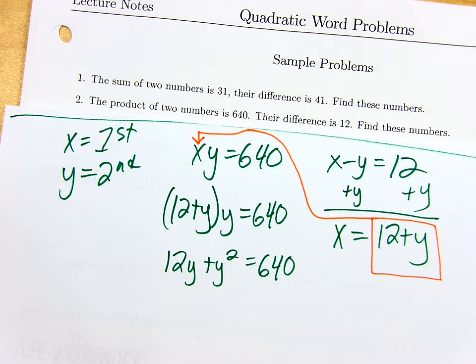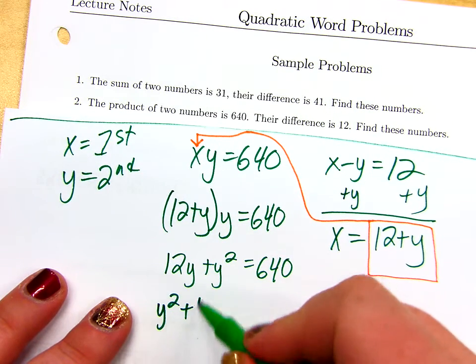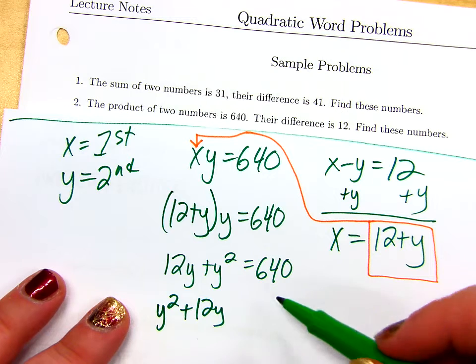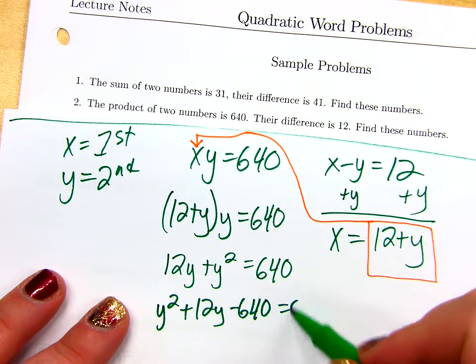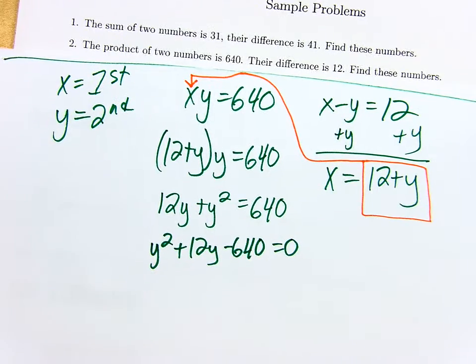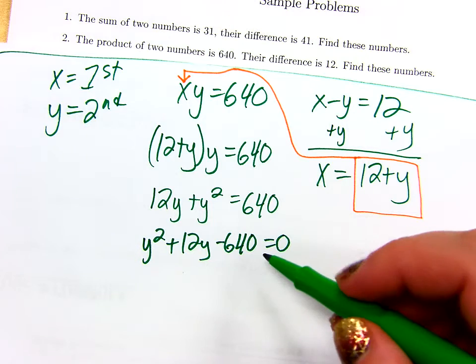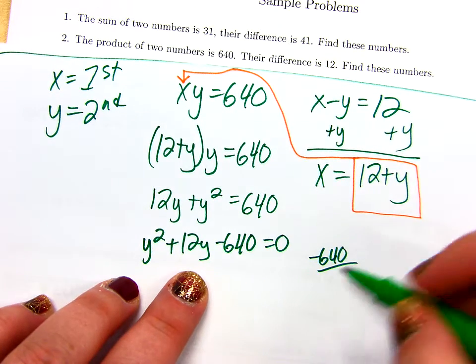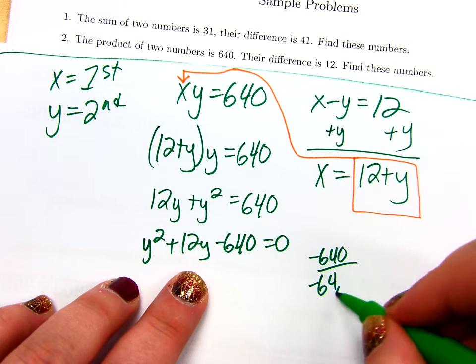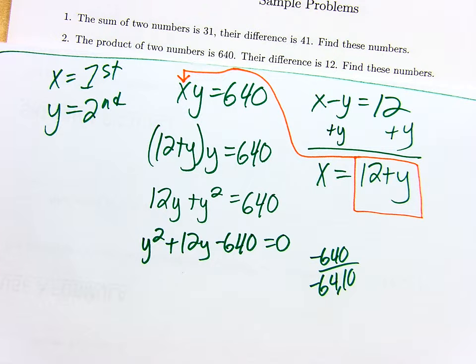So if I'm going to factor it, first of all, I want it in standard form. So I'm going to write y squared plus 12y, and then I want it all to equal 0. So let's subtract the 640 to the other side. And now, let's see, I'm trying to find factors of negative 640 that add up to be 12. So just start, 64 and 10. Nope, too far apart. 20 and what, 30? Oh, 20 and 32?